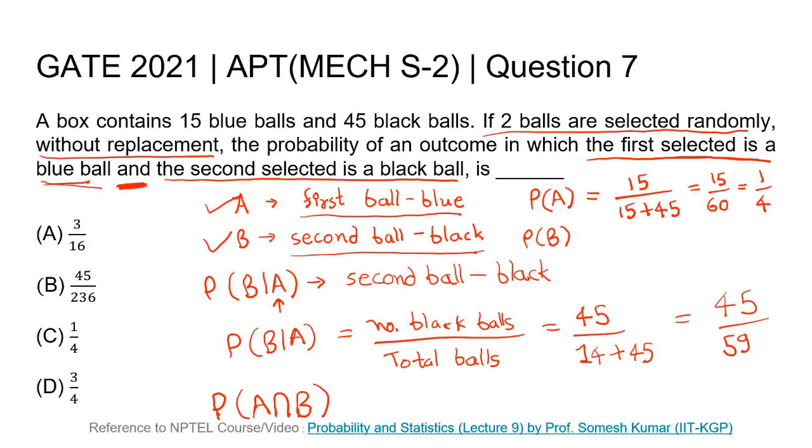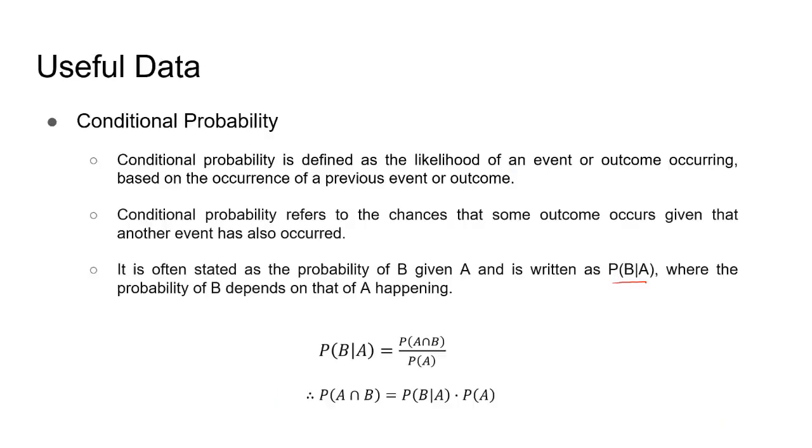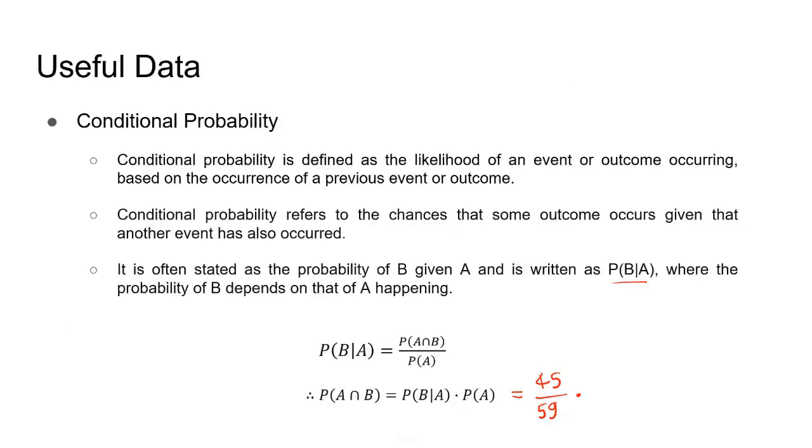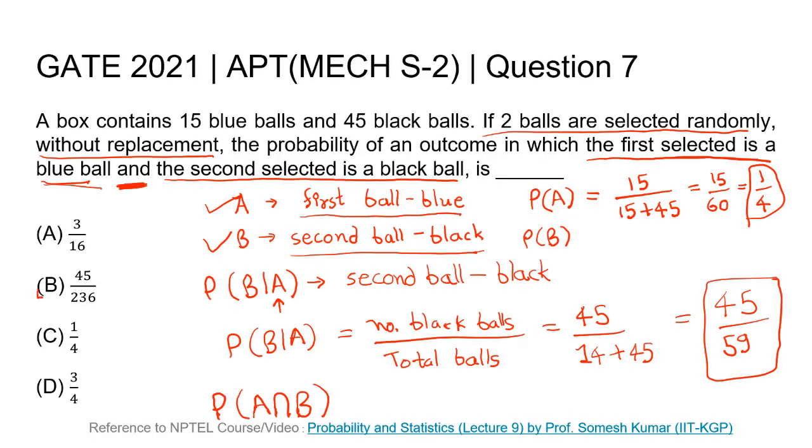So we have probability of B given A, which is 45 divided by 59, multiplied by probability of A, which is 1 divided by 4, is equal to 45 divided by 236, which is option B, the correct answer.